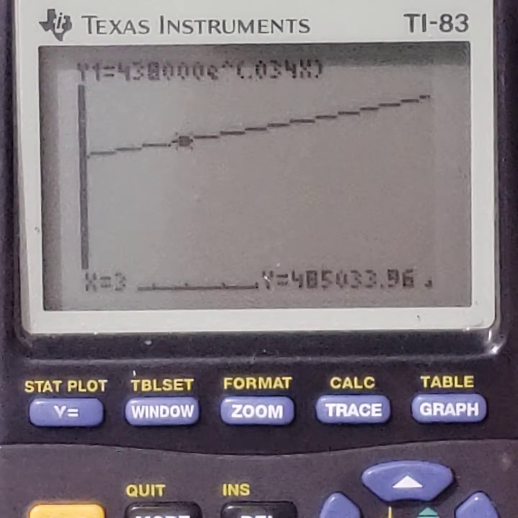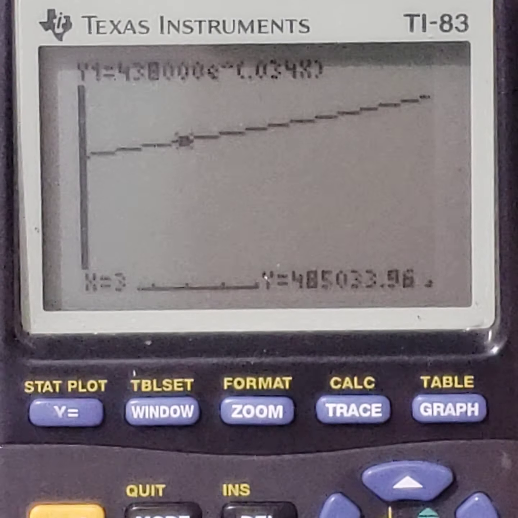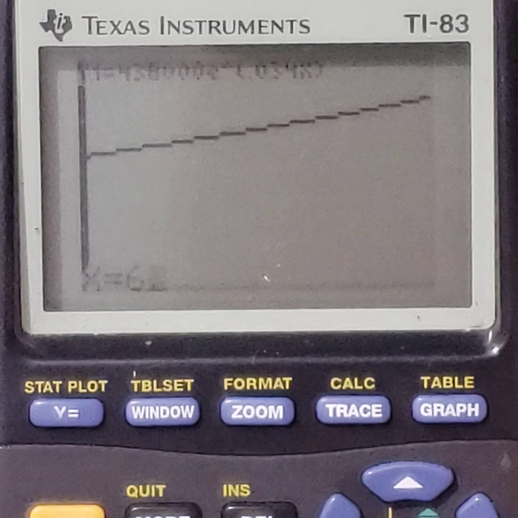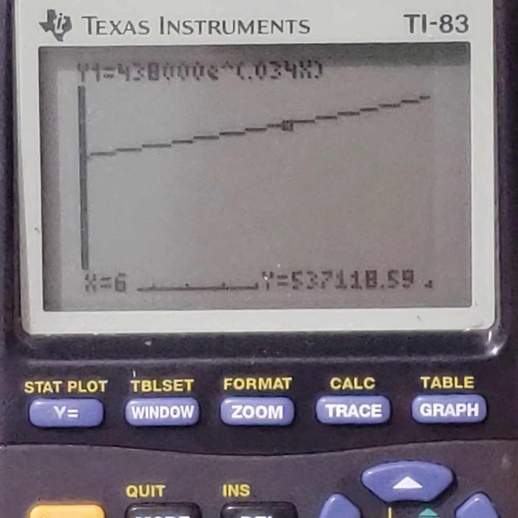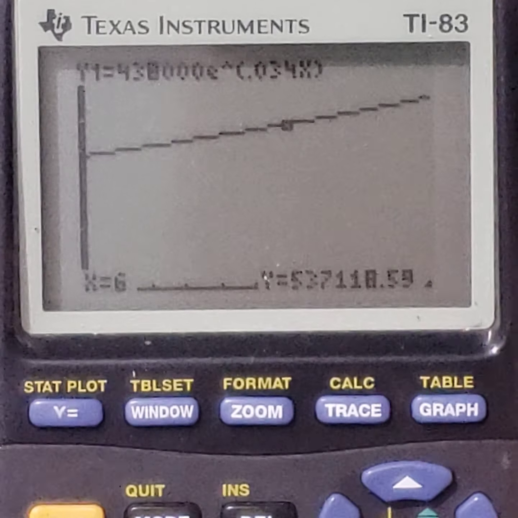If we wanted to know the population this year, it's 2020, which is 6 years from 2014, so we'd go for 6. And we'll see that the population should be around 537,119. I have no idea if that's correct or not.